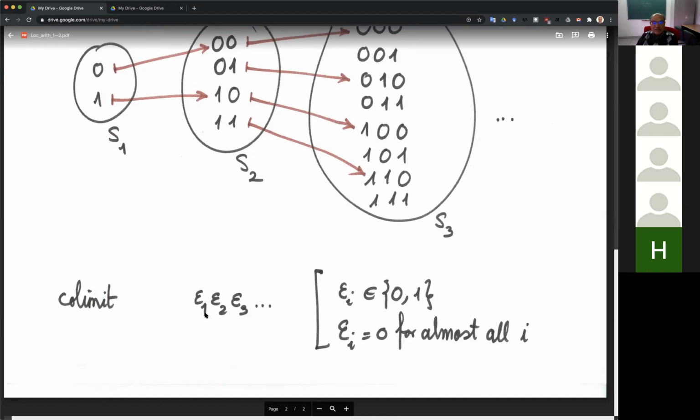Because each element in the limit, it's the co-limit actually, in this case it's called the co-limit, is coming from some finite stage. And at each finite stage, you just have finitely many zeros and ones. But the map into the co-limit, you get it by appending zeros at the end. So the co-limit of this diagram is the set of all strings of infinite length with only finitely many ones occurring in the string.